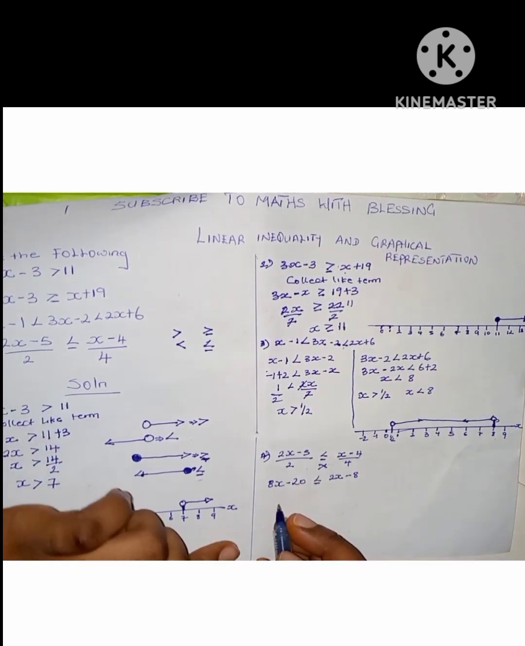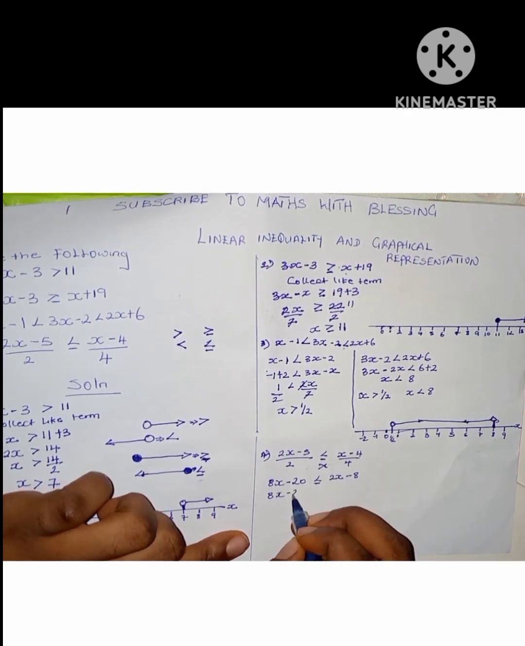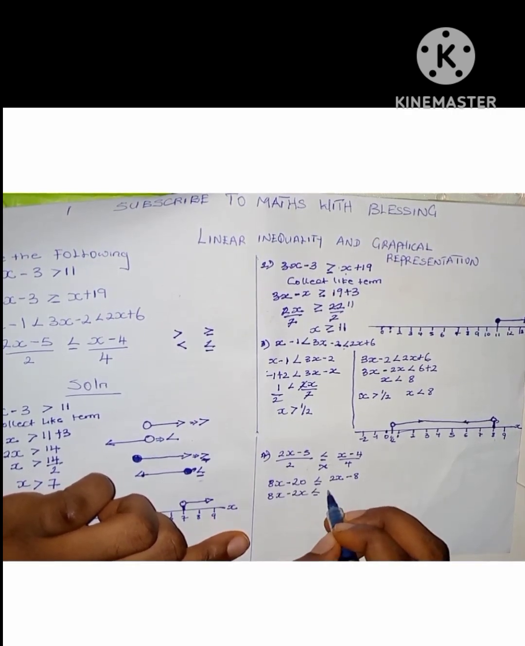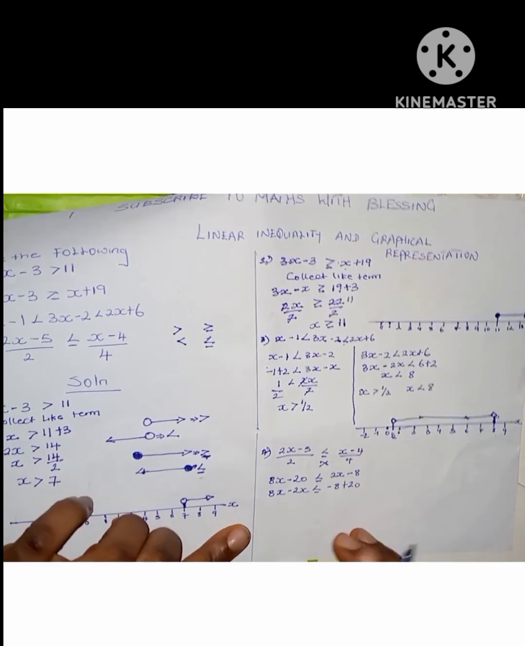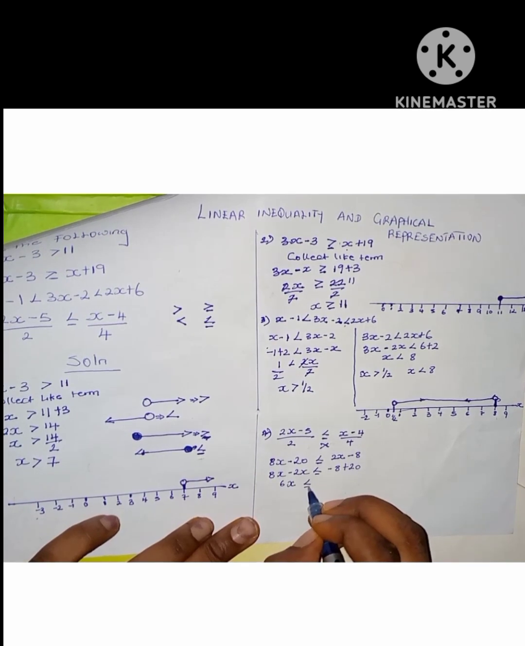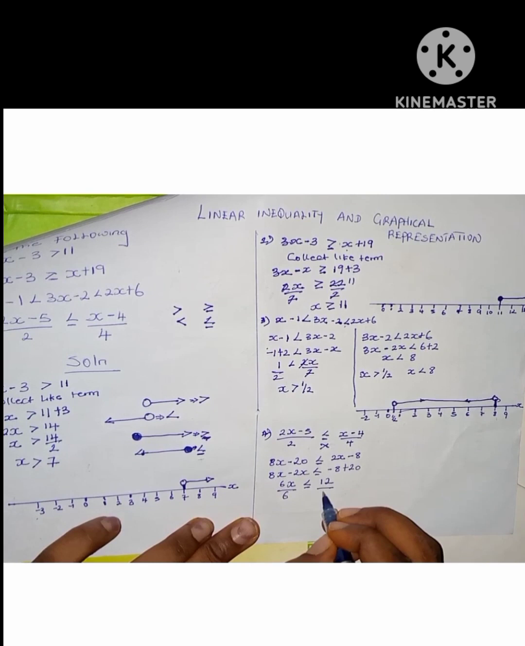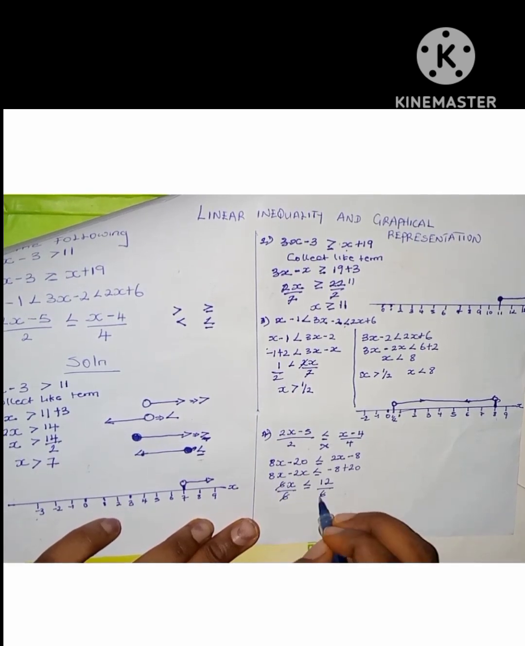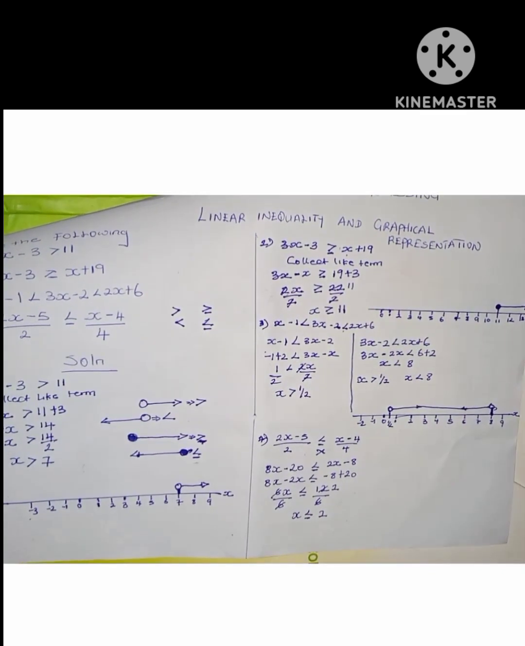So the next thing is you collect like terms. So you have 8x, this will cross over, you have 2x less than or equal to minus 8 plus 20, because minus 20 will cross over to have the plus 20. So we have 6x less than or equal to 12. Divide by the coefficient of x, which is 6. When you cancel, you have that the value of your x is less than or equal to 2. So this is the answer.